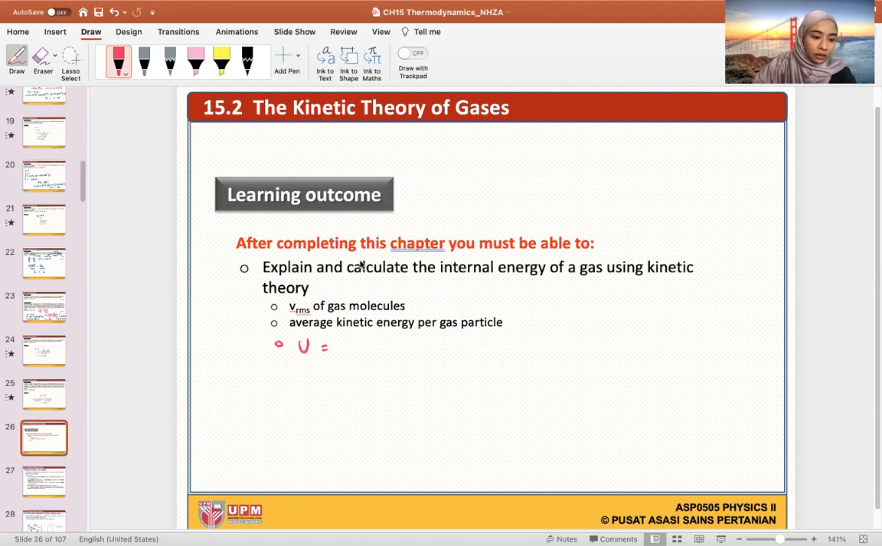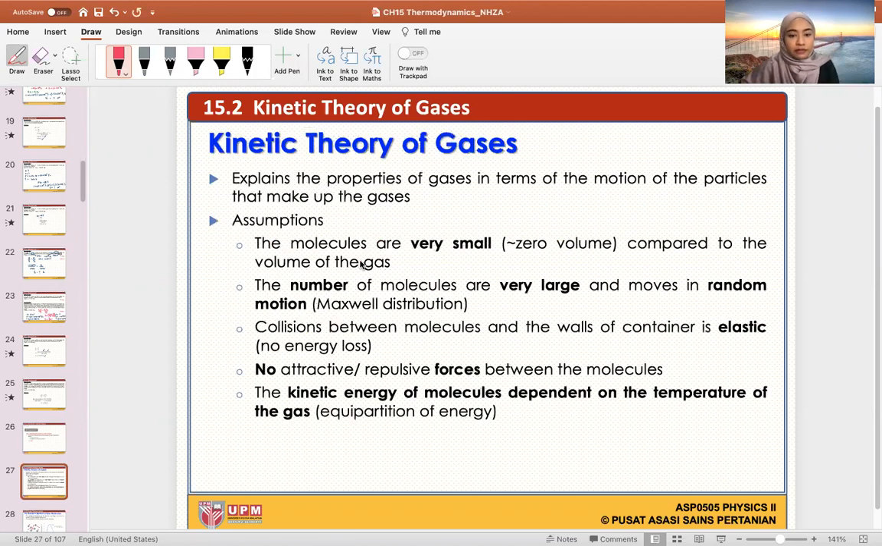Okay, so U, right? So kinetic theory of gases explains the properties of gases in terms of the motion of the particles. Why motion? Because it's kinetic energy. Kinetic is related to movement. So the kinetic theory of gases explains the properties of gases in terms of the motion of the particles. And the assumption is based on the ideal gas characteristics lah. Ideal gas characteristics here is just repeating what we have learned in the previous subtopic.